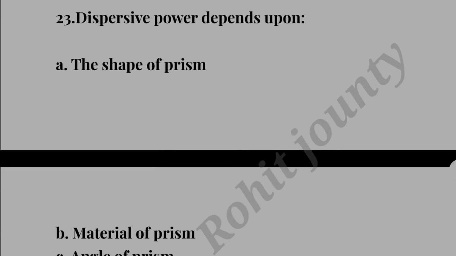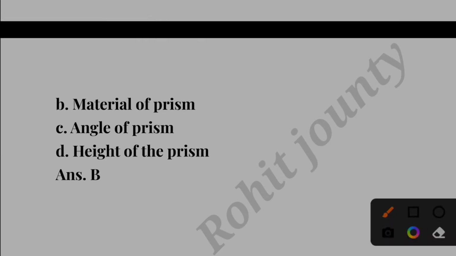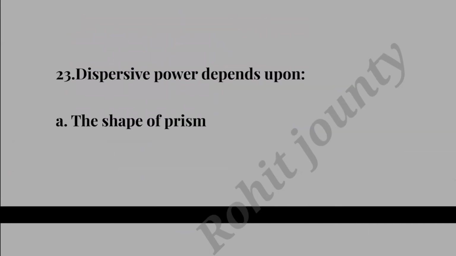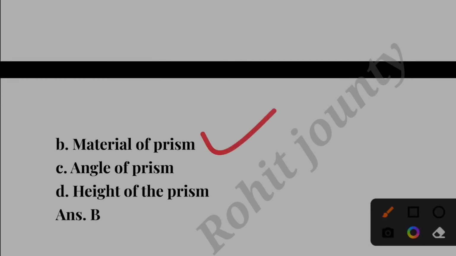Question number 23. Dispersive power depends upon option A the shape of prism, option B material of prism, option C angle of prism, option D height of prism. The correct answer is option B material of prism. Dispersive power depends upon the material of the prism. Option B is the correct answer.